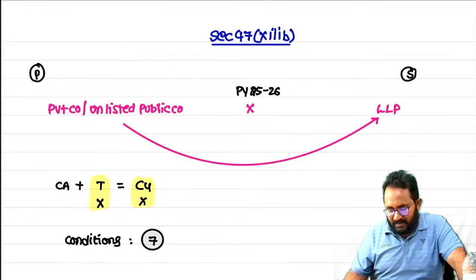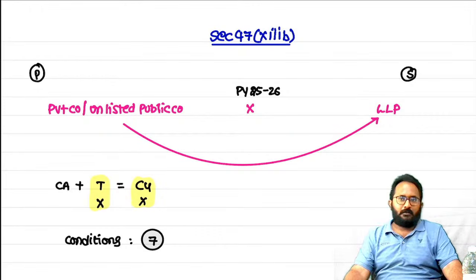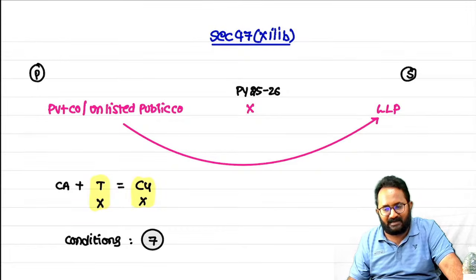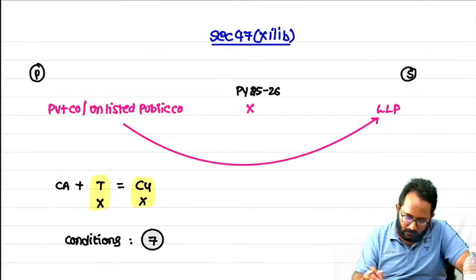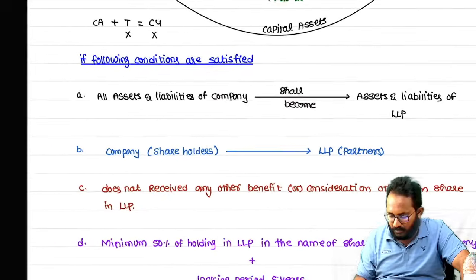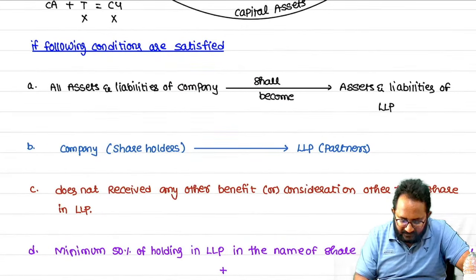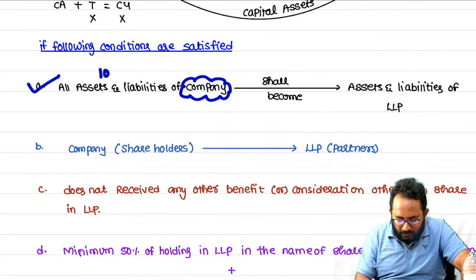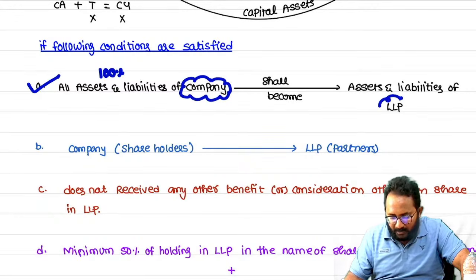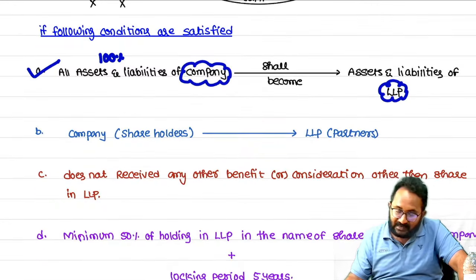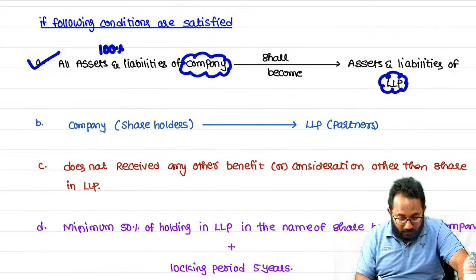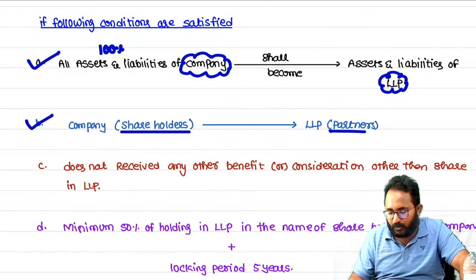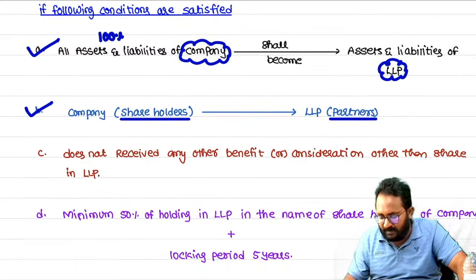Now we'll refer to the conditions first. Previously we discussed 3-4 conditions. Now we'll discuss what the 7 conditions are. We'll discuss the conditions directly from the handwritten notes. First condition is common: the predecessor's assets and liabilities, that too 100%, are required to become the assets and liabilities of the successor. Whoever are the shareholders in the company, all the shareholders are required to become the partners in the LLP. This is also common.